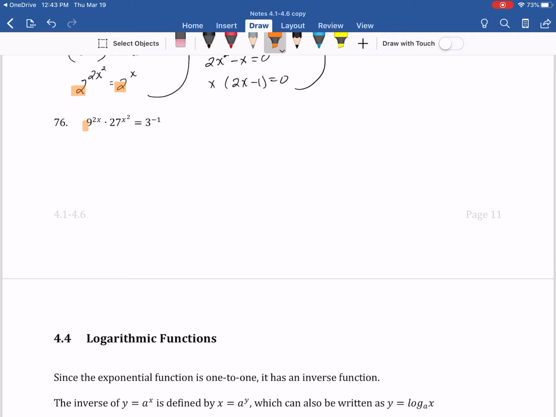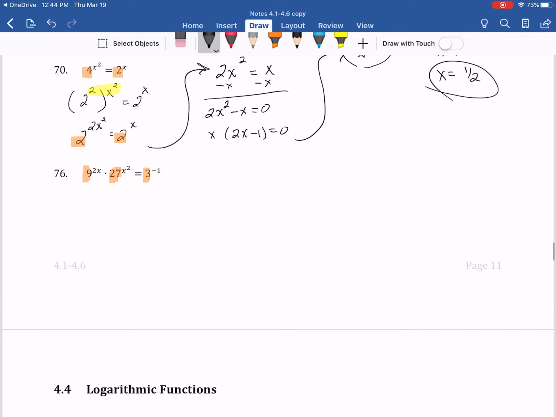Next up, we have a base 9, we have a base 27, we have a base 3. We want to attempt to make all those bases the same. I think our best bet is to change everything into base 3. So change 9 into 3 squared. Change 27 into 3 cubed. And this does not change at all.